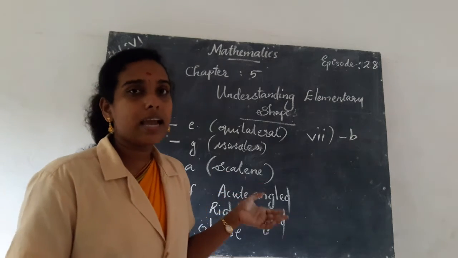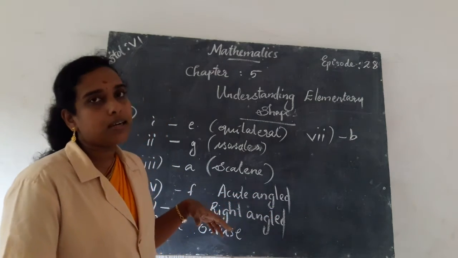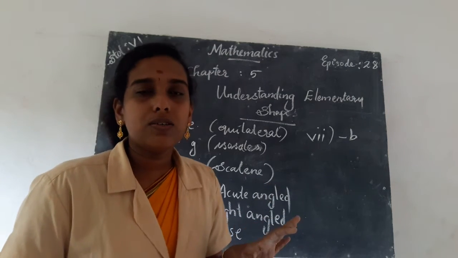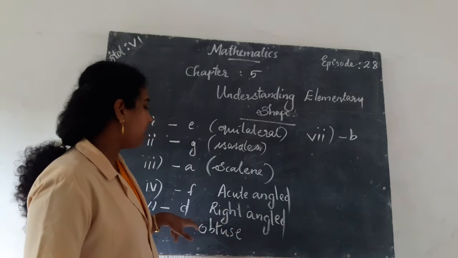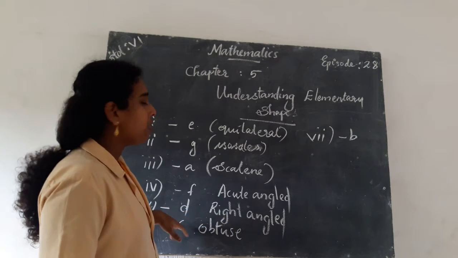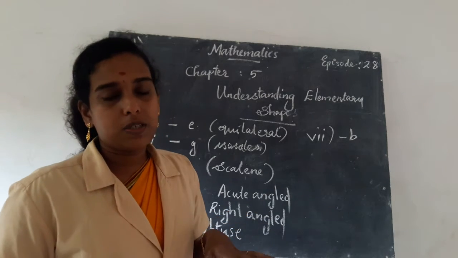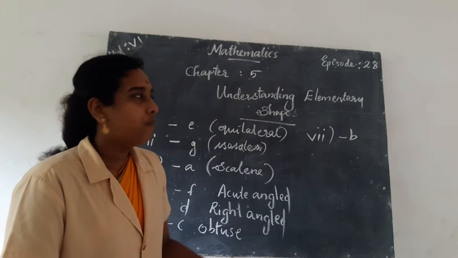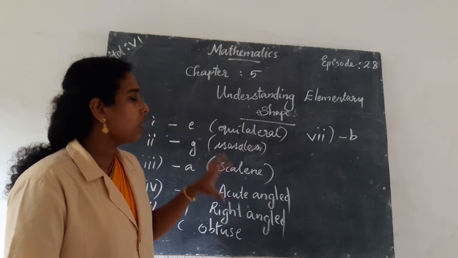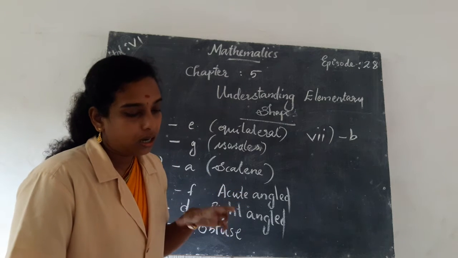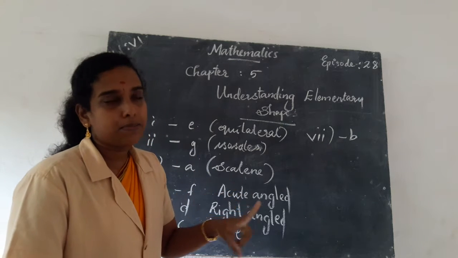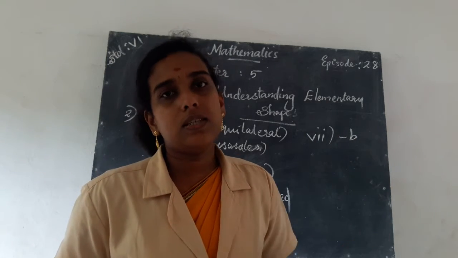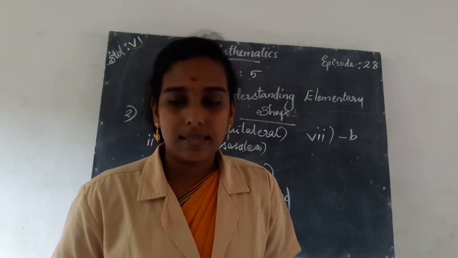If all angles measure less than 90 degrees, then it is said to be an acute angled triangle. If any one of the angles is equal to 90 degrees, then it is said to be a right angled triangle. If any one of the angles is an obtuse angle, then it is said to be an obtuse angled triangle. Where the triangle has one right angle, which means one angle is 90 degrees and the other two are equal, it is said to be an isosceles right angled triangle.